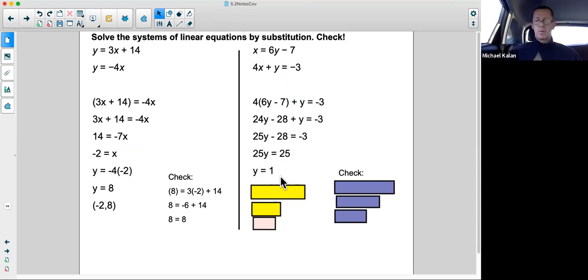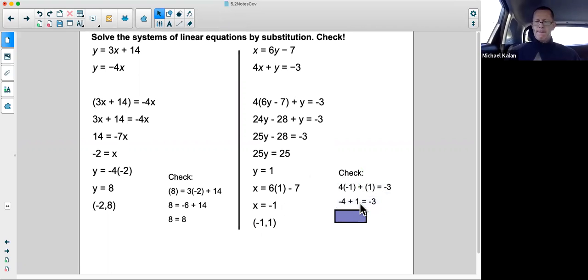We got to figure out what x is. Where's the easiest place? Yeah, right up there, right? Plug that in, and you get -1. So what's your solution? Remember, it's an ordered pair. It's a point. It's on both lines for these equations. -1, 1. Check. Plugging into this one. Boom. And boom. Check, check.